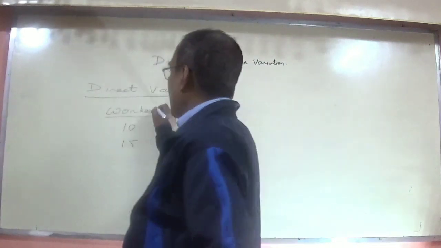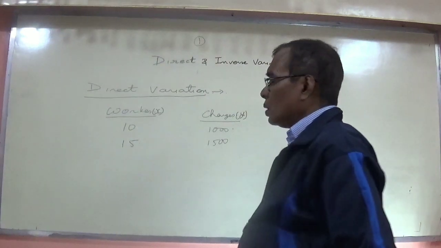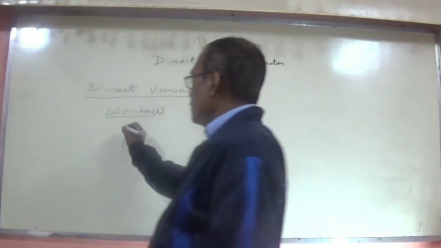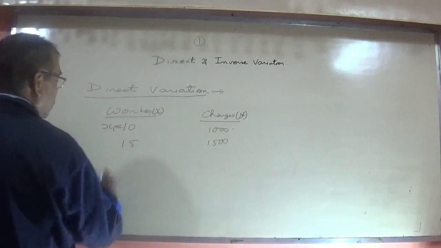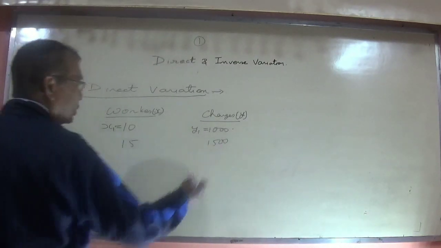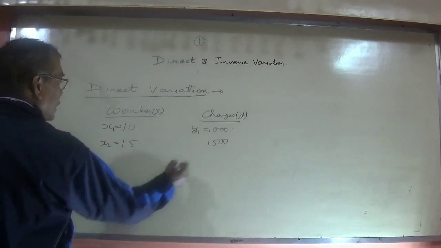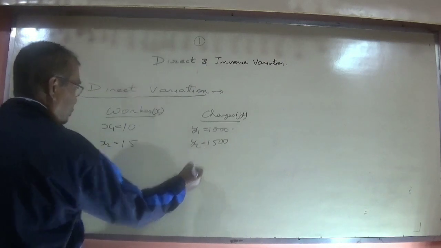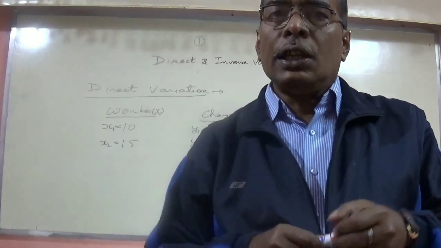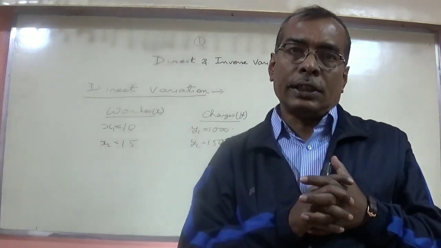Suppose I denote the workers by the variable x, and the charges I denote by y. When x1 is equal to 10 workers, then the charges is y1, which is equal to 1000 rupees. Now suppose if x2 workers you are going to appoint, then their charges is coming as y2. I am finding that if the workers increase, the charges increase. If the workers decrease, the charges decrease. So this type of variation is known as direct variations.